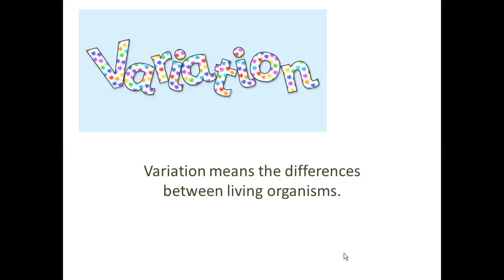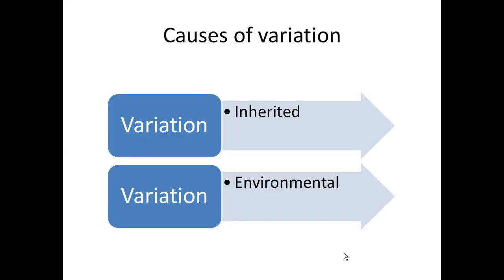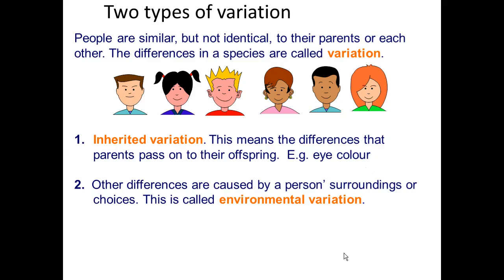So let's have a quick recap about variation. We already studied that variation means the differences between living organisms. We also studied that we have two types of variation: inherited variation, related to the characteristics inherited from your parents, and environmental variation, related to a person's surroundings. So variation will explain why people are similar but not identical to their parents.